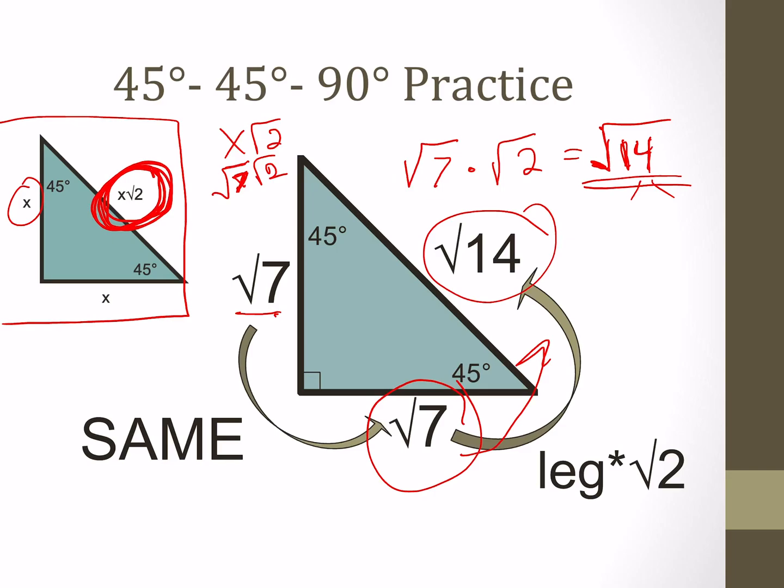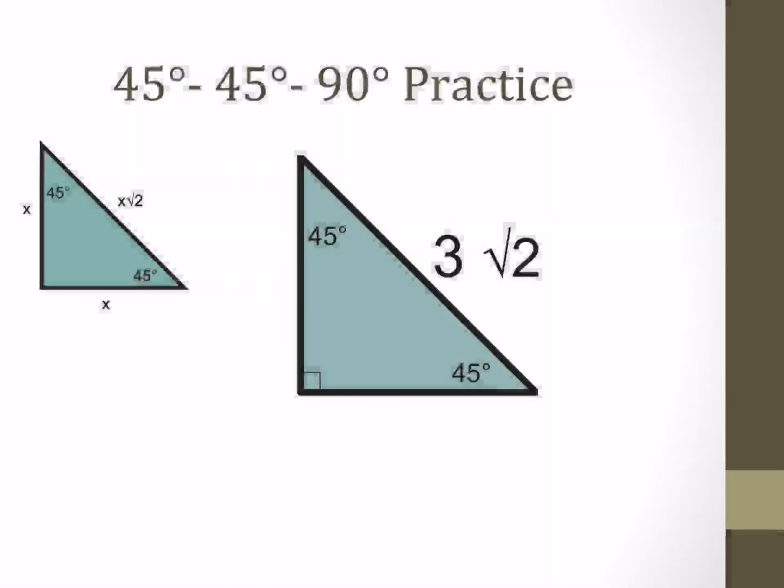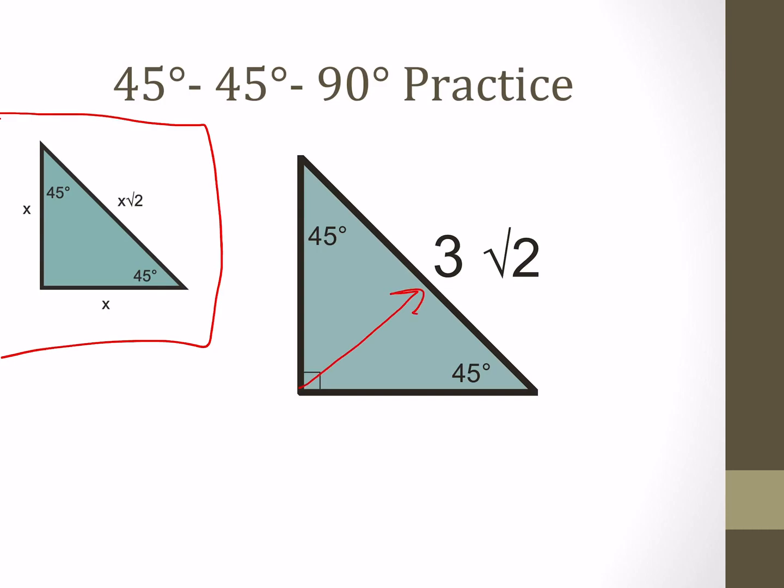It's fun so far, right? So let's try again. And if I'm going too fast, you can rewatch this video. You can back up. So now let's go backwards. Let's go backward. So now, instead of starting with the leg, they're going to start with the hypotenuse. And remember, you can always find the hypotenuse by taking an arrow straight through your 90-degree angle. That is always going to be your hypotenuse. So that is in the position of 3 radical 2.